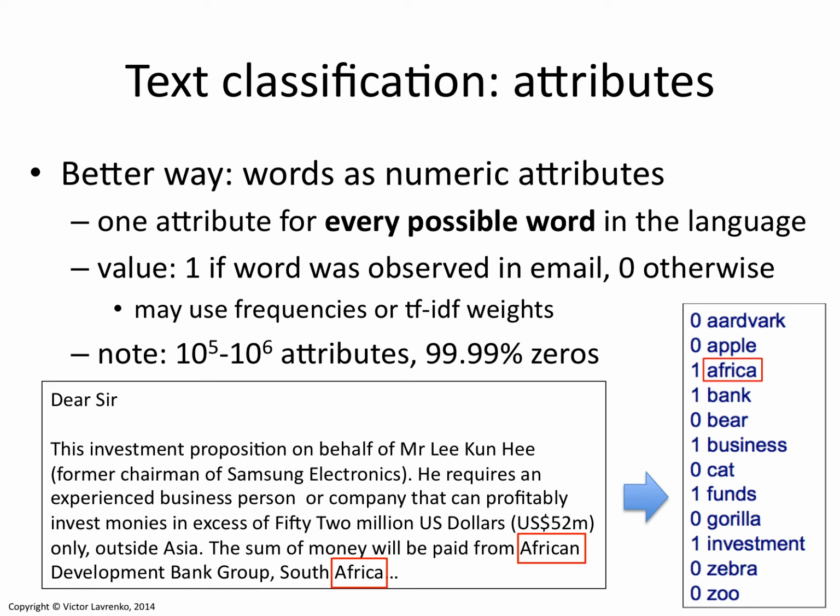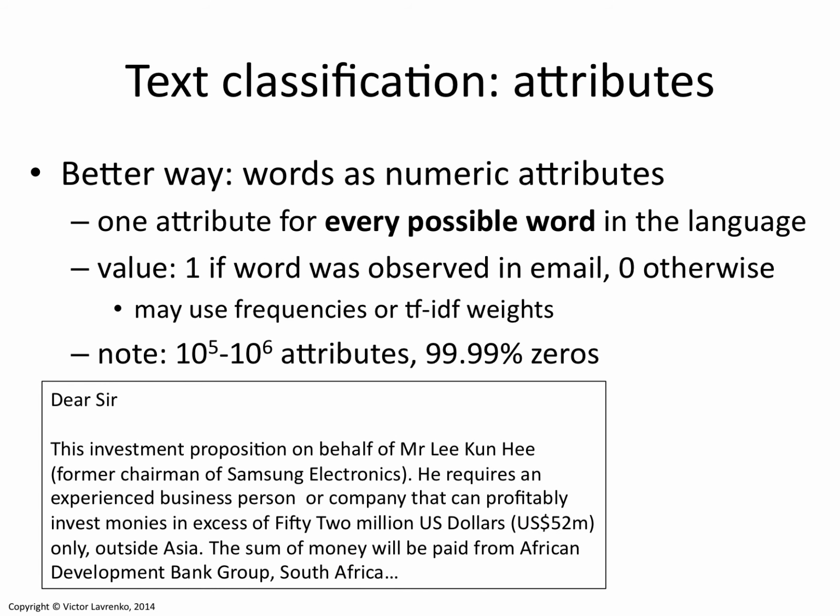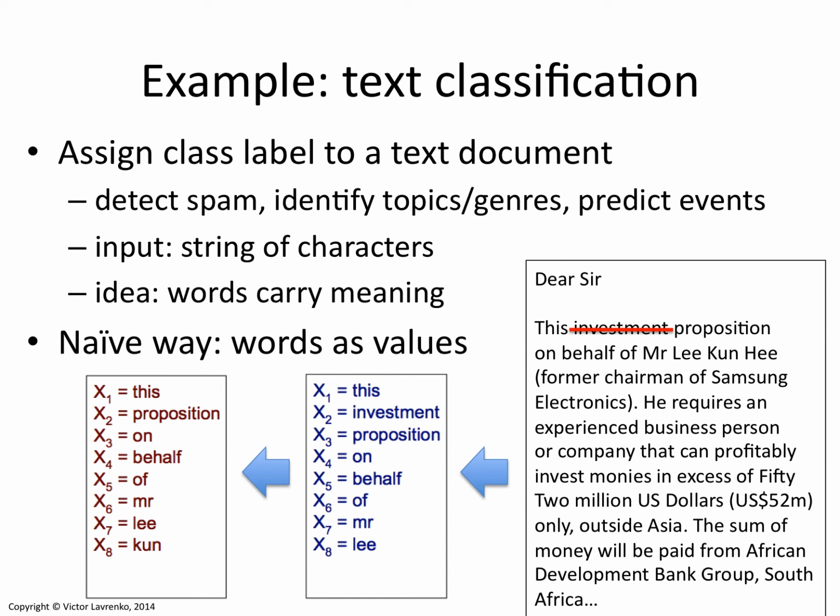It's a very different representation. We still have the same individual words, but we're structuring the variables very differently. In the representation that doesn't work, we have as many attributes as there are positions in the email, and the values are categorical. They're different words in the vocabulary.